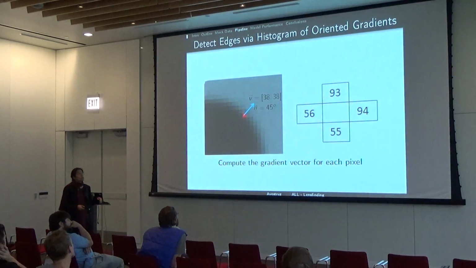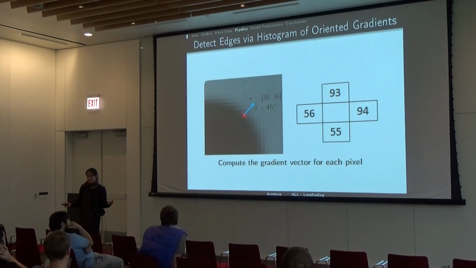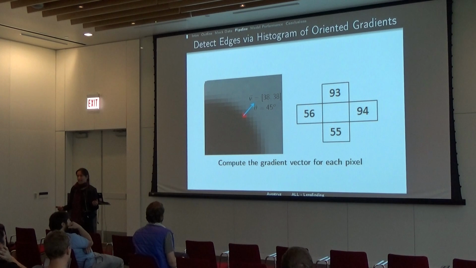In particular, what we use is known as the histogram of oriented gradients, and this is basically a computer vision method used to detect humans for, say, you have a security system and you want to be able to automatically detect if you have an intruder.